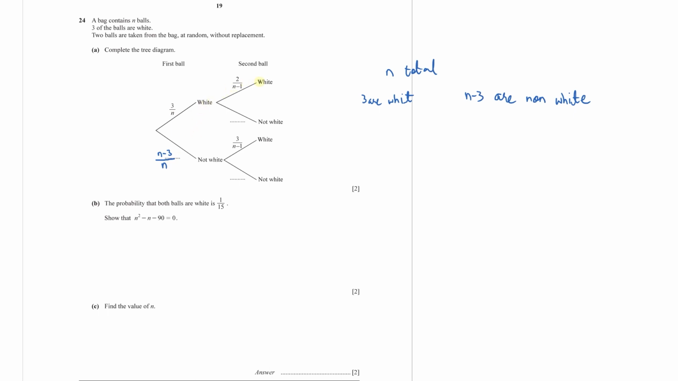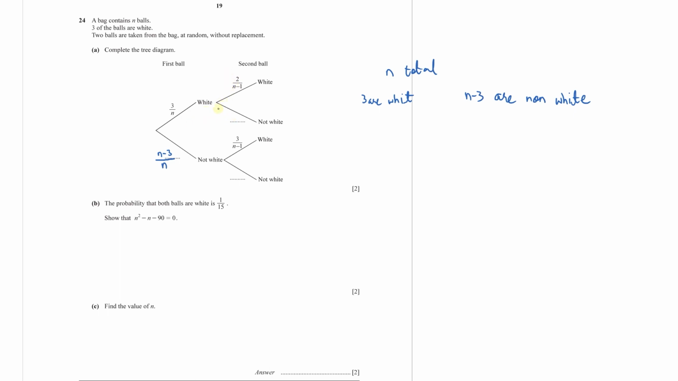And then if you pick the second ball also white, that means you have 2 whites remaining because you've already picked a white the first time. So 3 minus 1, 2. And after you picked one ball, your total remaining is n minus 1. So you get 2 over n minus 1.